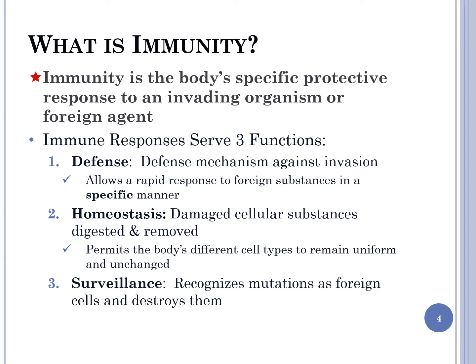The other component is homeostasis. Your immune system tries to digest and remove any damaged cells. It clears the way so that your body is as healthy and as strong as it can be. And there's also the component of surveillance. It recognizes mutations as foreign cells and destroys them. It's always scouting out there, checking out the territory, making sure that everything is okay. If there are any weird cells present, it tries to destroy them and get rid of them. All of this is what your body is trying to do to keep you nice, healthy, and strong.